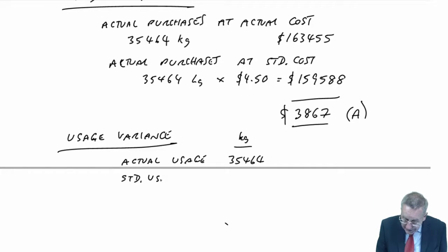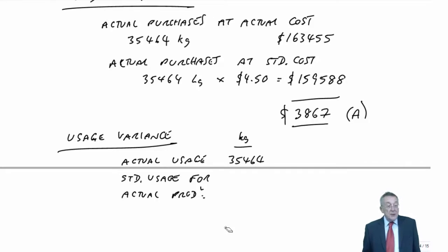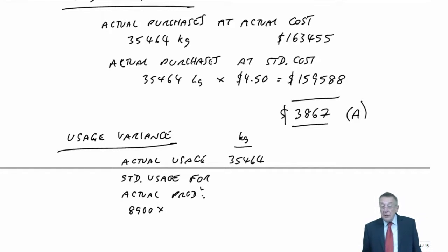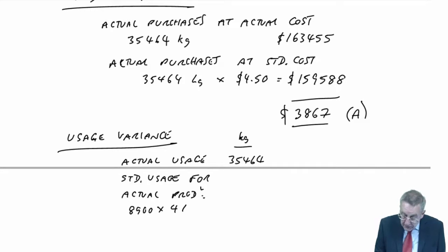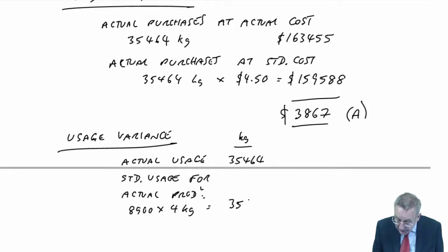Standard usage for the actual production. Well, how many units did we produce? We actually produced, keep checking the question, we produced 8,900 units. How many kilos should we have used? It should have been 4 kilos per unit. And so we should have used 35,600.